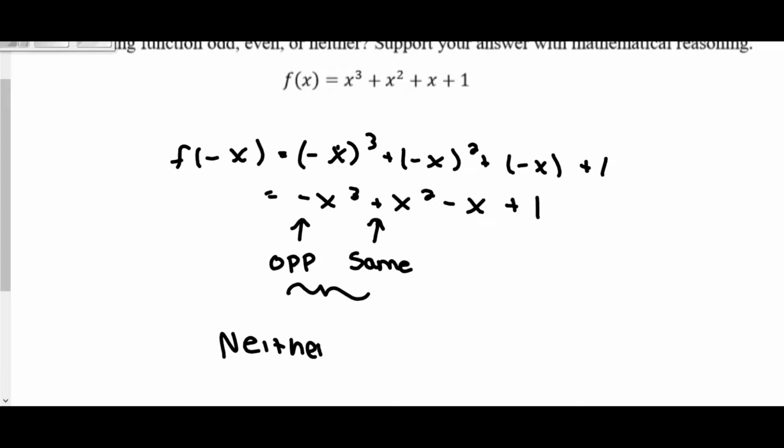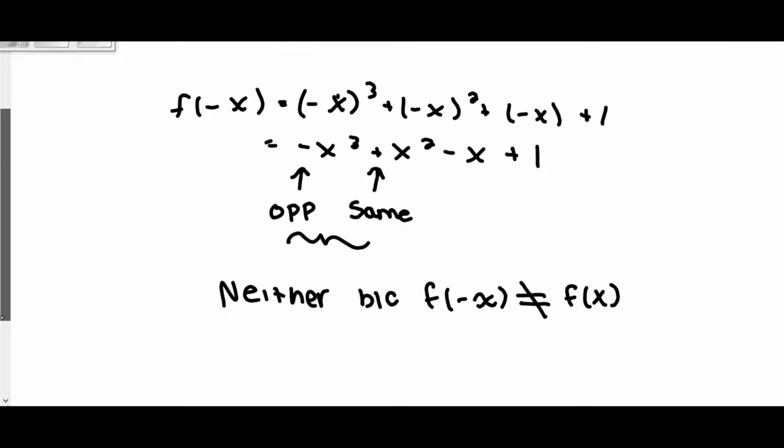For it to be odd, they all have to be opposite, and for it to be even, they all have to be the same. Now it says state your answer with mathematical reasoning, and this is the mathematical way of saying it: neither, because f of negative x, so when you plug in a negative x, if it's even, you're going to get the original function back, or all the signs the same. Well, it's neither because that didn't happen. And then, if you plug in a negative x, and it's odd, you're going to get the opposite function, or the negative function. And it's neither because that didn't happen either.